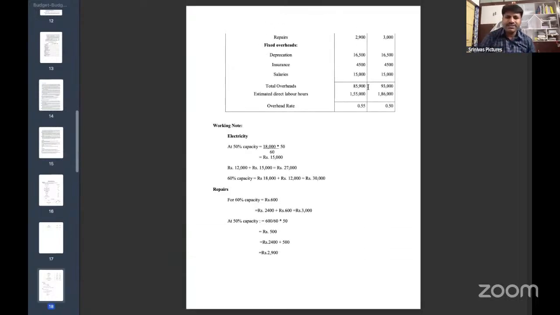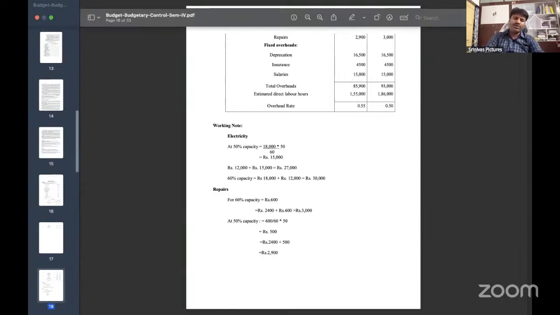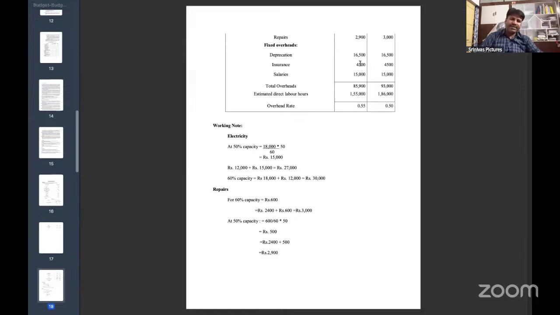Next, repairs. Repairs also the same. For 60% it is as given, and only 20% is the variable charge, which is 500 for 50%. Already they have given that explanation like this. So first we have to calculate head-wise, factor-wise, what the fixed proportion is and what the variable proportion is. Variable only we have to calculate additionally.